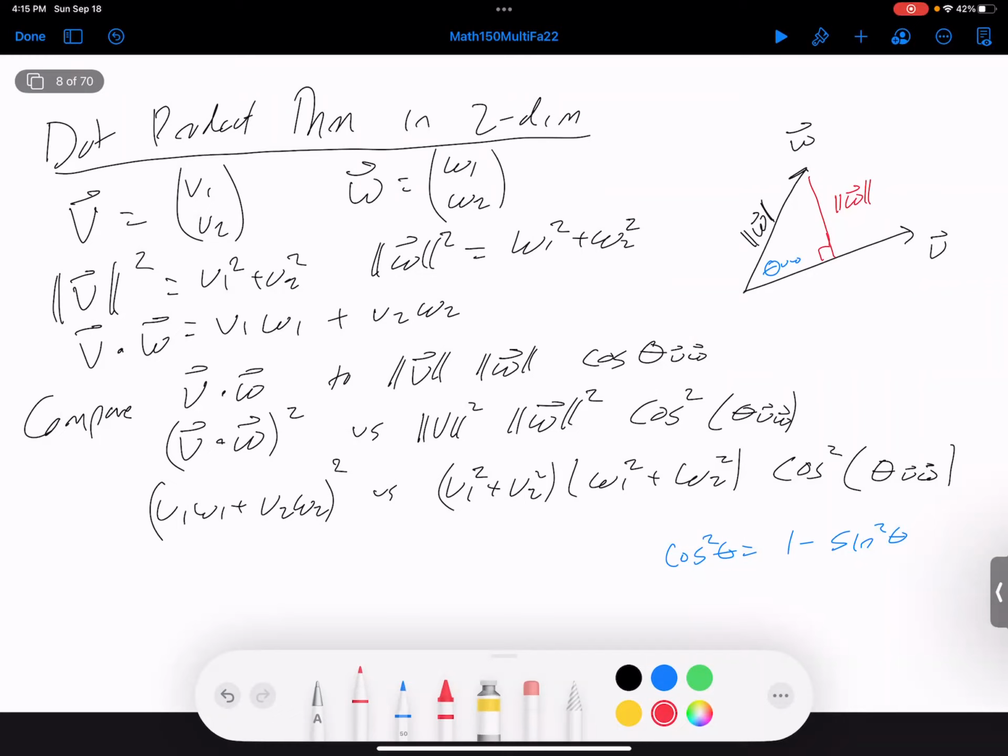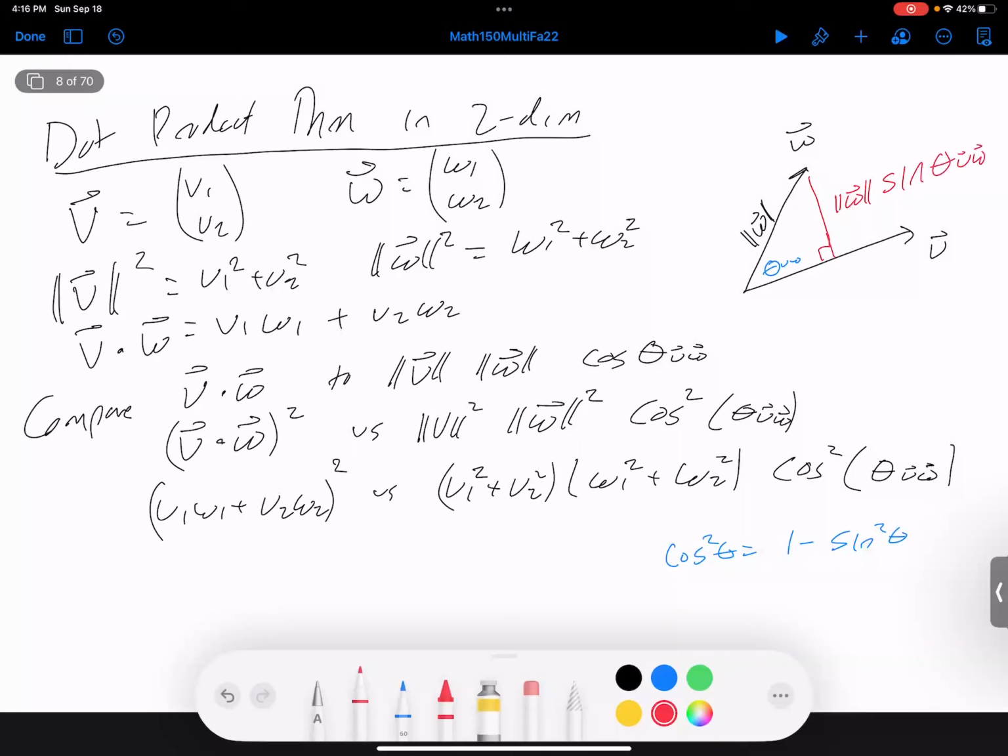Opposite over. So which one is cosine? Is cosine opposite over hypotenuse or adjacent over hypotenuse? Adjacent. So cosine is adjacent. So which one is sine? Opposite over hypotenuse. So if I know the hypotenuse and I know the angle, what would this height be? The sine of the angle, right?